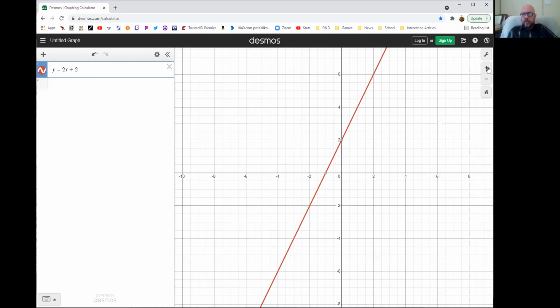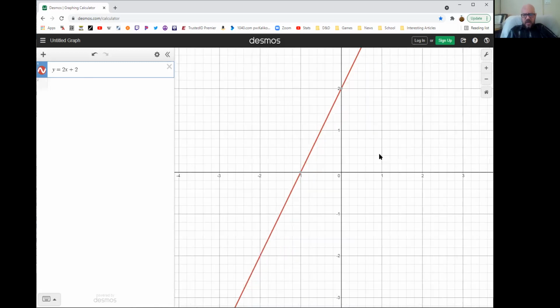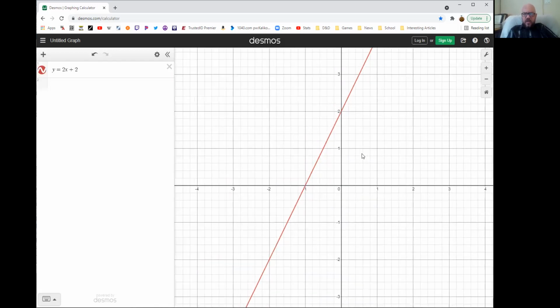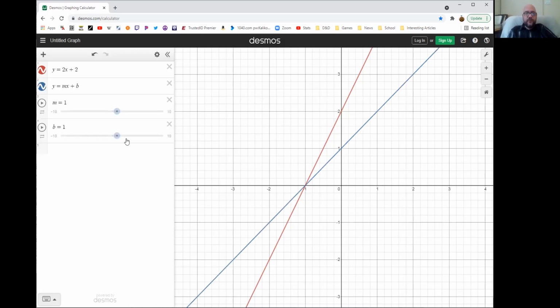Let me zoom in a little bit here. Yeah, there we go. It is kind of steep, but you can see right here, when the x changes by 1, y changes by 2. Y increases by 2 here. Now, the reason I wanted to show you Desmos is the following. If I write this equation, y equals, instead of numbers, I use letters, it will let me make sliders for them, which let me do this.